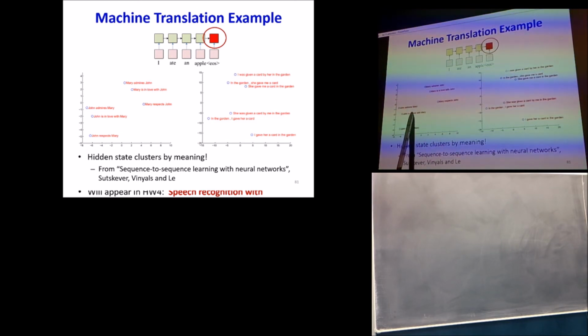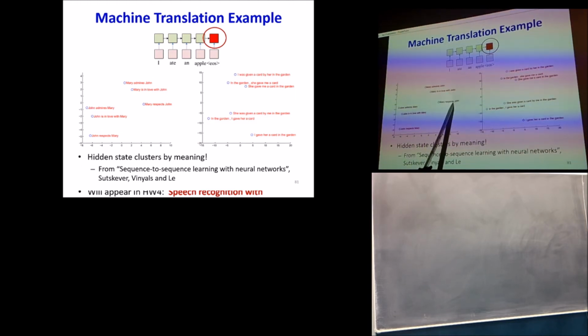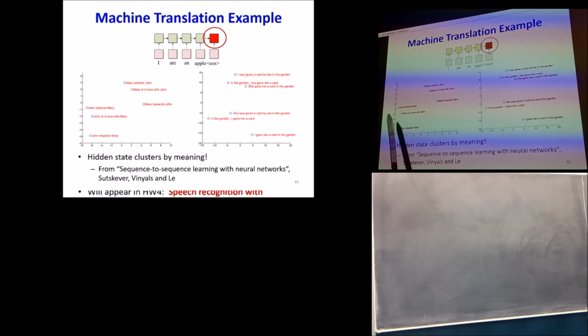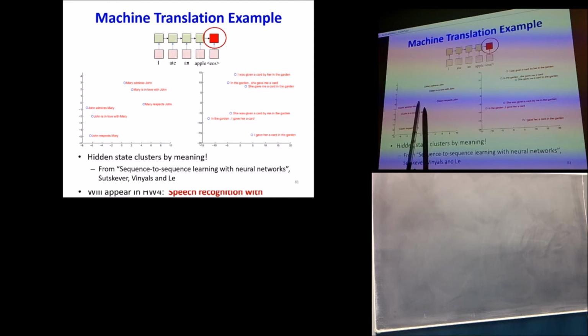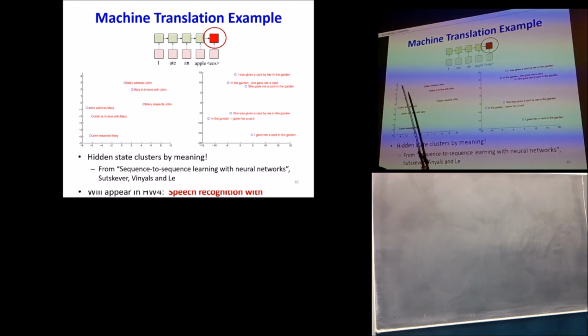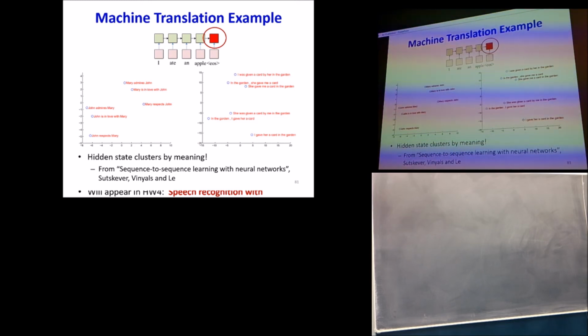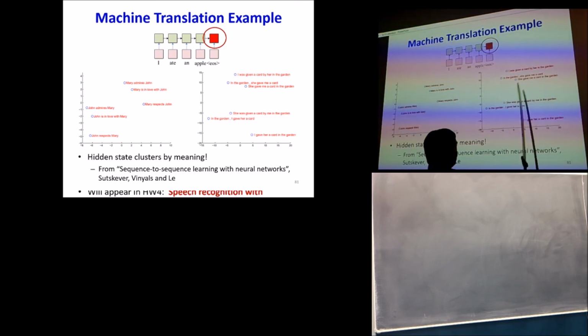So also John admires Mary, John is in love with Mary, John respects Mary. These use the same words, but in reverse order, and the algorithm actually figures out that there's a distinction between this sequence and this sequence, so these cluster together and those cluster together differently. So also, I was given a card by her in the garden.